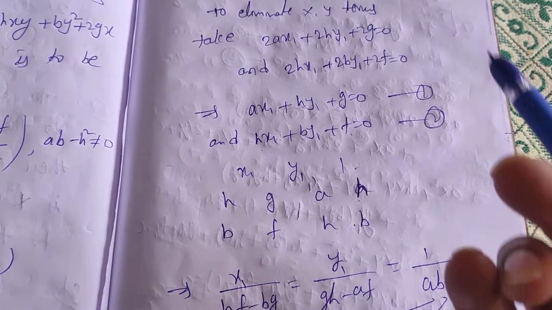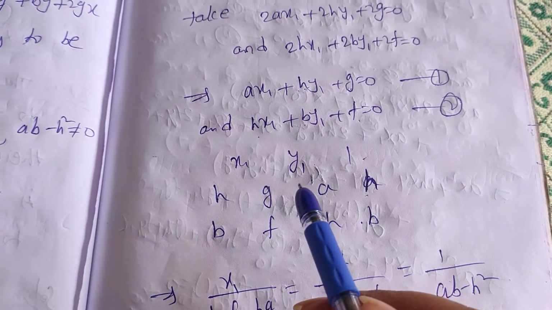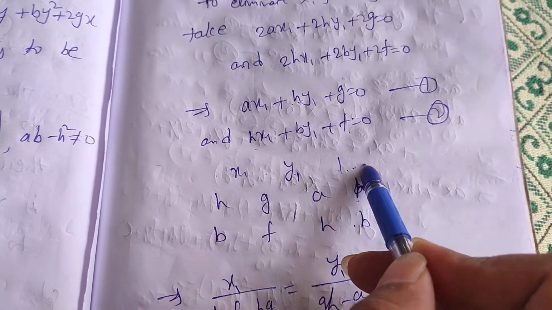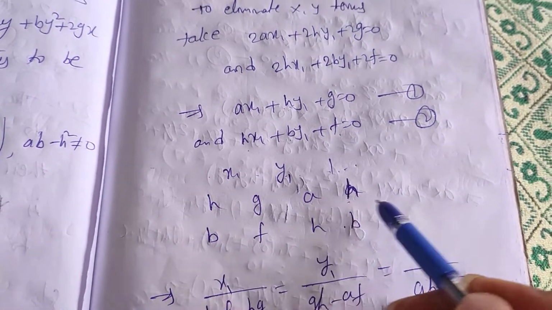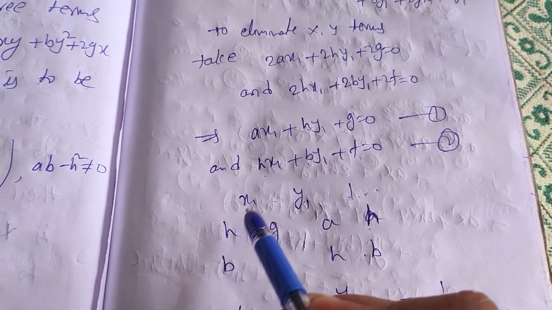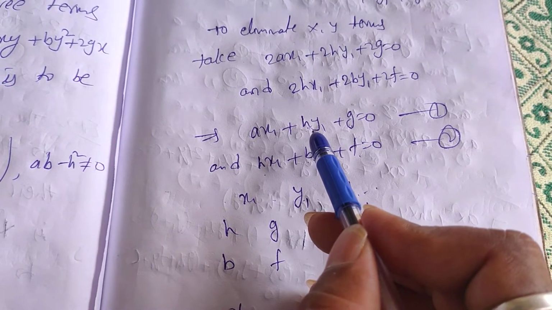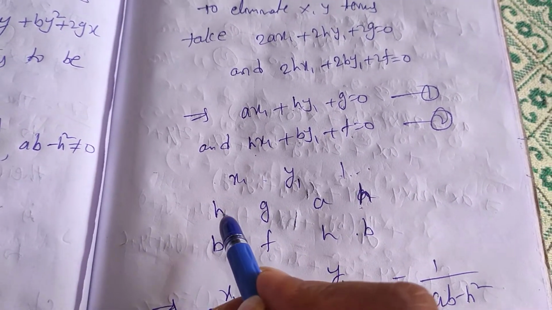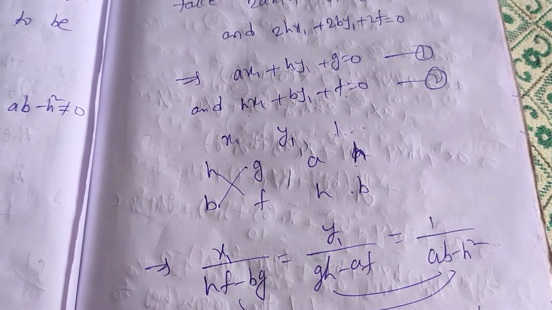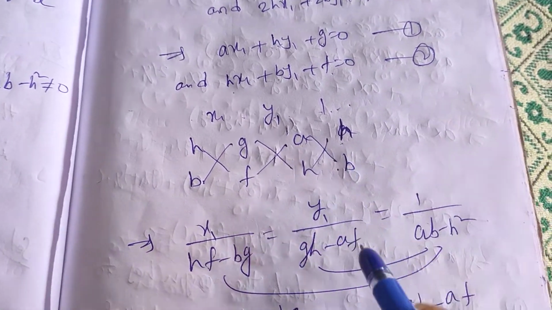We can solve the equations by the elimination method or substitution method also, but I am using the cross multiplication method here. So again I am explaining how to write the cross multiplication method. First x1, y1, 1, we have to give 4 gaps. In the second line you write in the gaps the positions: first start with the y1 coefficient and constant, and next the x1 coefficient, and again write the y1 coefficient. Similarly the second line also. After that you have to cross multiply, that gives the denominator: x1 by (hf minus bg) is equal to y1 by (gh minus af), and 1 by (ab minus h square).